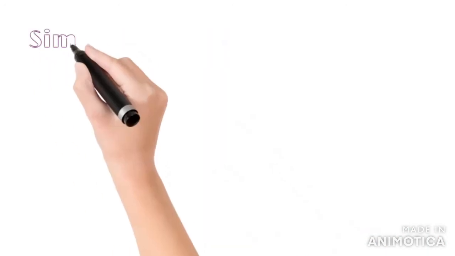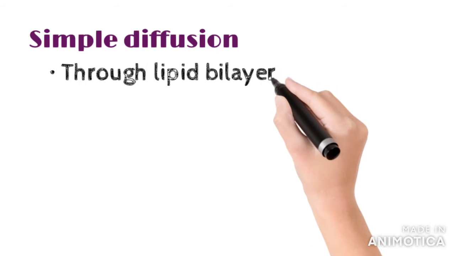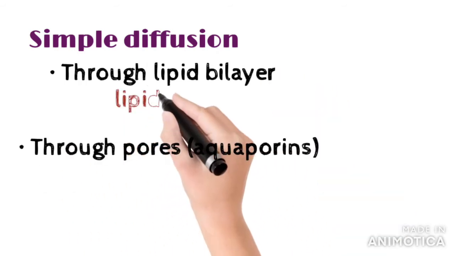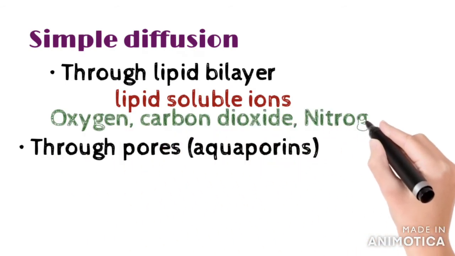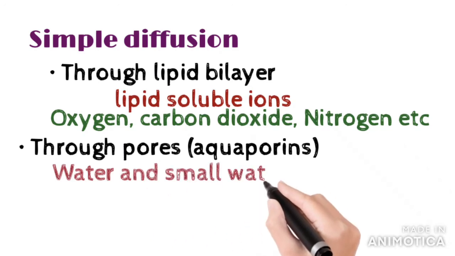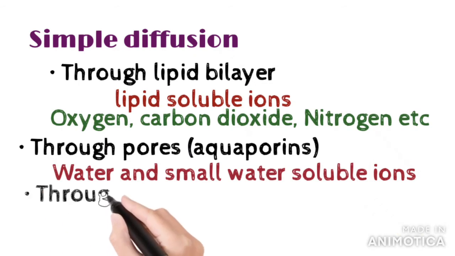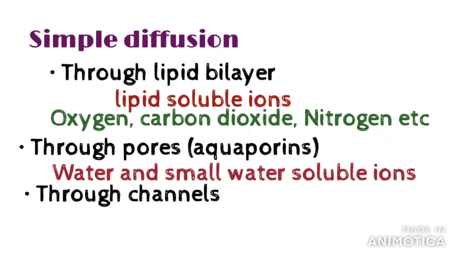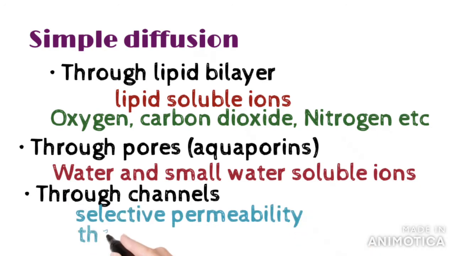Simple diffusion is the diffusion of substances without energy. It takes place through the lipid bilayer, through pores, aquaporins. Lipid soluble substances can move through it. These are oxygen, carbon dioxide, nitrogen and alcohols. Water and water soluble small substances can pass through the aquaporins, and the third one is the channel proteins through which the movement of substances takes place. Only selective substances can pass through it, and a few gated channels are present through which only few substances can pass.